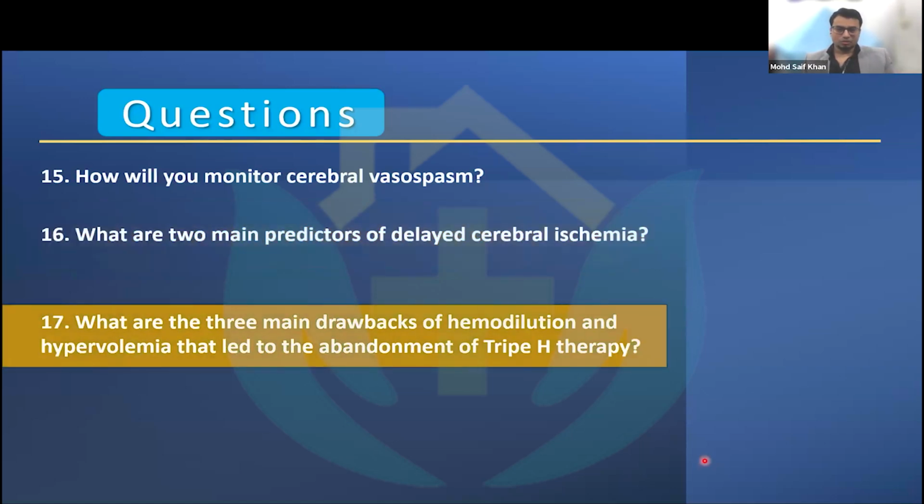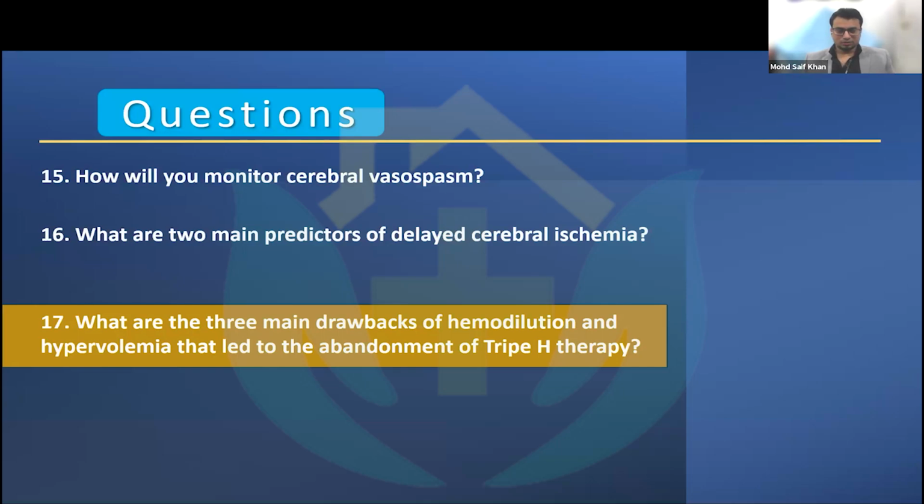What are the main drawbacks of hemodilution and hypervolemia? This is a very interesting question. The triple H therapy has been abandoned because of the drawbacks. The main drawback was increased risk of complications. Hemodilution and hypervolemia can lead to volume overload, pulmonary edema, and electrolyte imbalances. Due to this reason, it is abandoned, and also lack of efficacy.